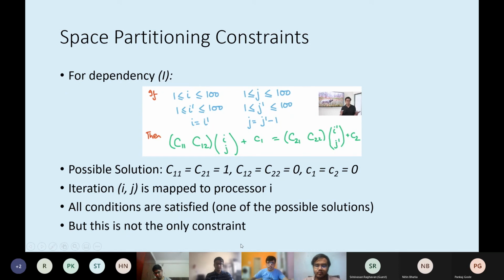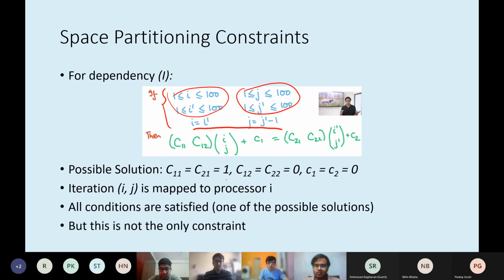space partitioning dependency constraints, what we have is that these are the iteration space constraints for both the iteration vectors, and this is the data dependency constraint, and we know that one of them is a write, so that does not need to be checked here. Then these iterations, if they satisfy these conditions, will have to be mapped to the same process.